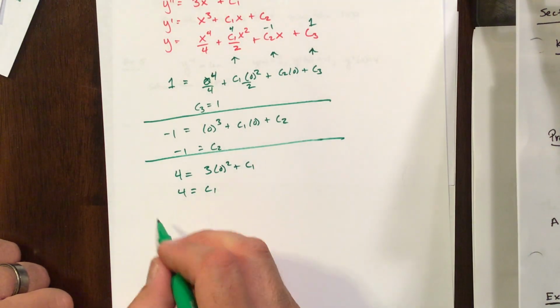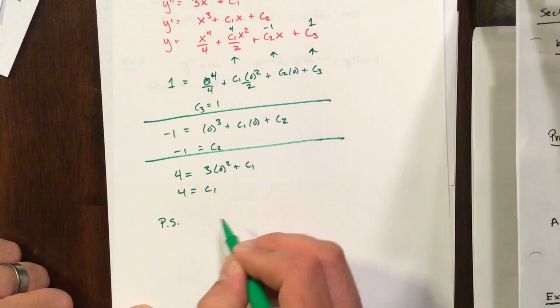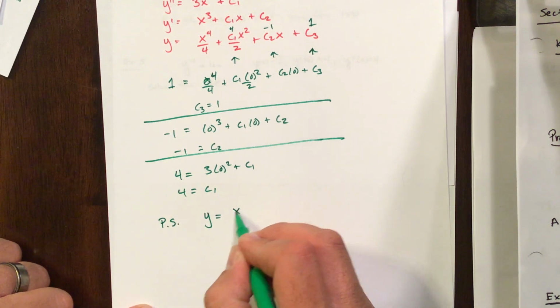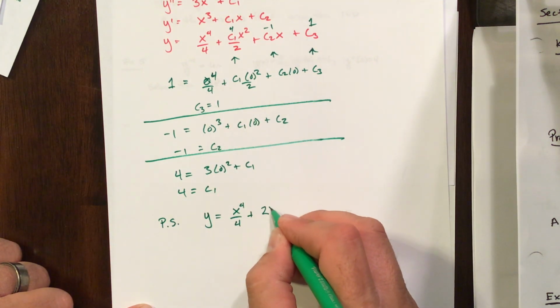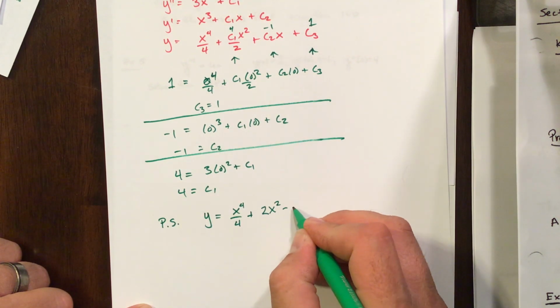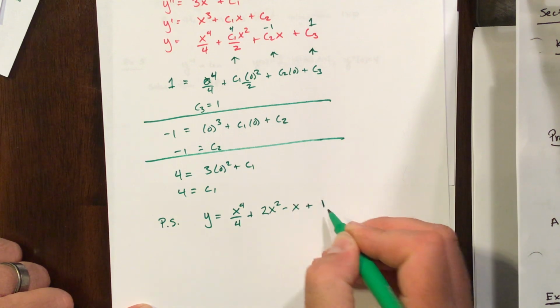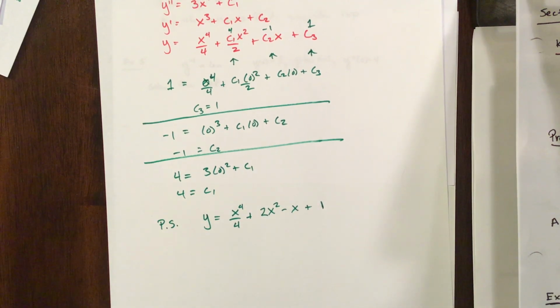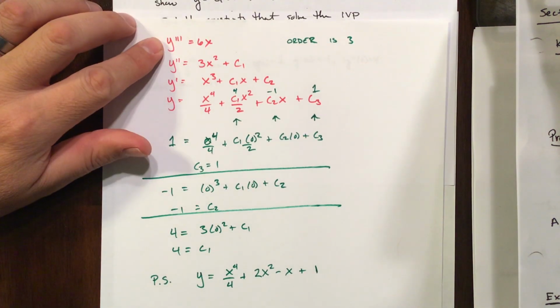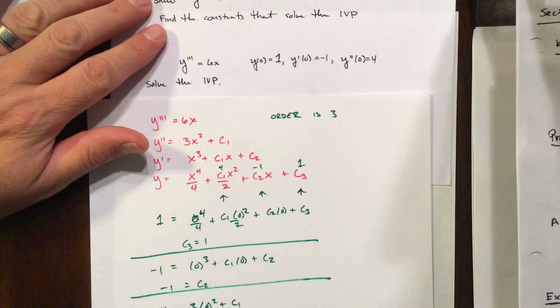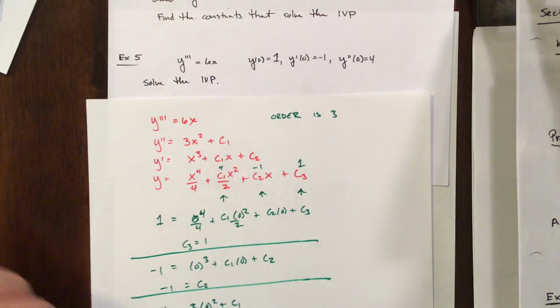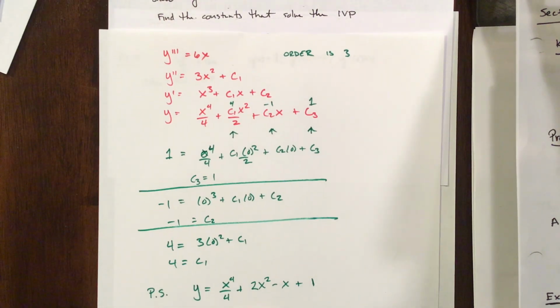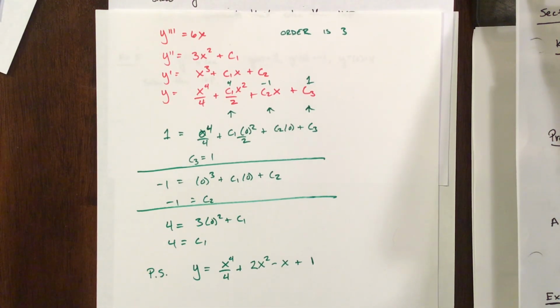And our particular solution is going to be y equals x to the fourth over 4 plus 4 over 2, that's 2x squared, minus x plus 1. So this is the only function that will solve this differential equation and satisfy these initial conditions. No other function will, only the one that I'm pointing at right there.